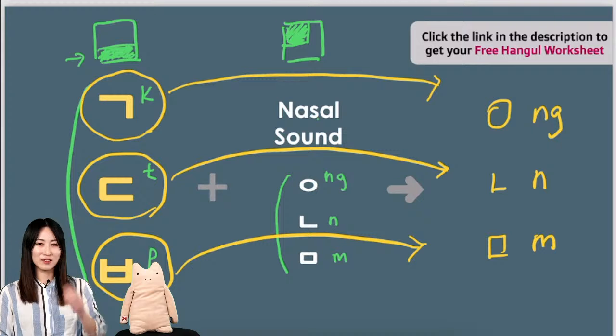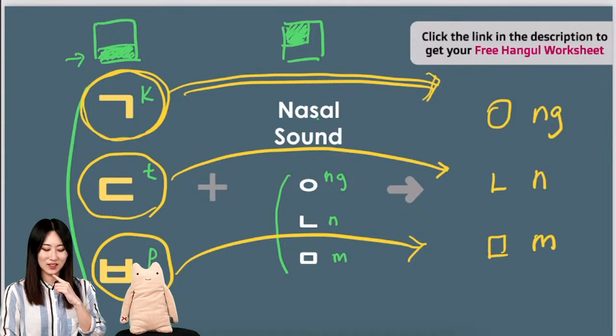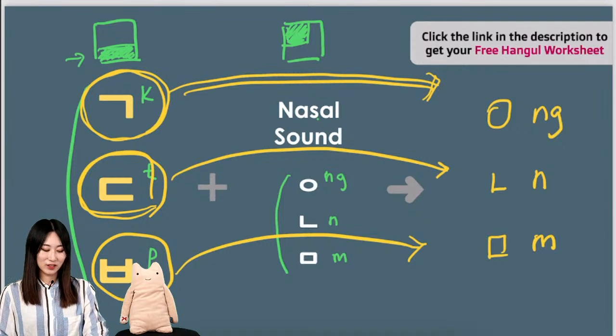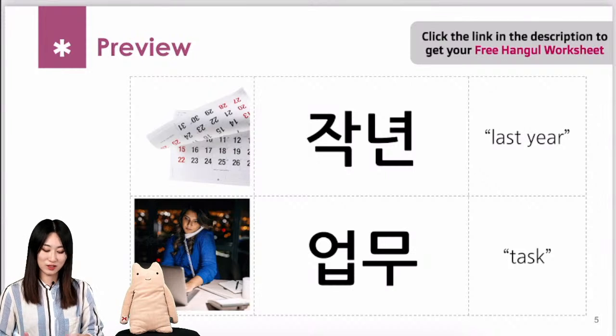So what does that mean? So this becomes, becomes, and becomes, right? Why? So first, here's an example. I show you example and explain why the sounds changes.